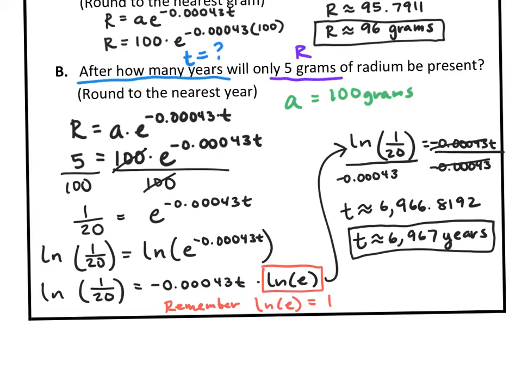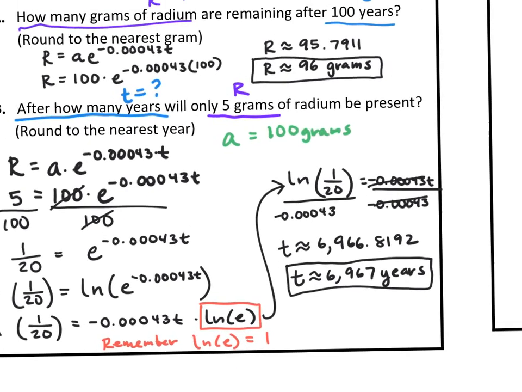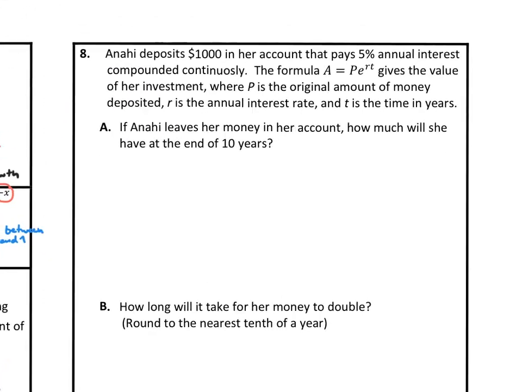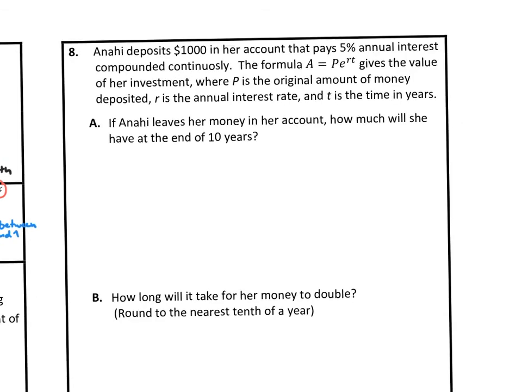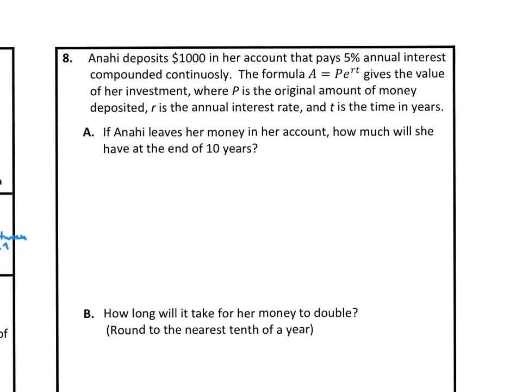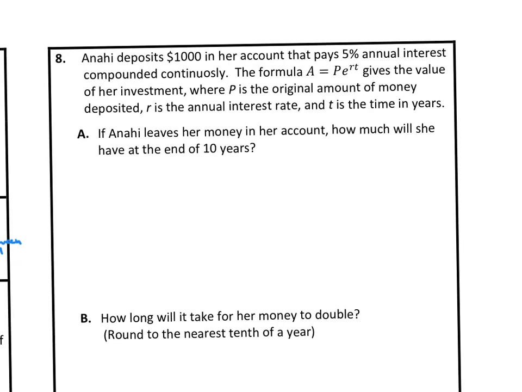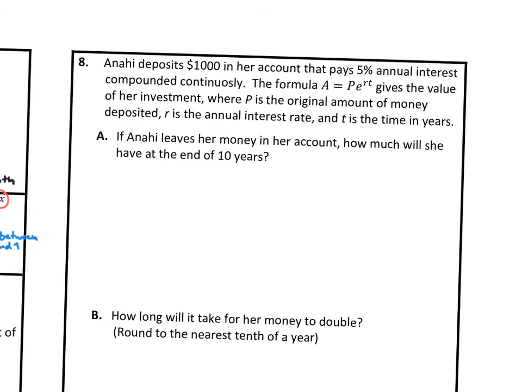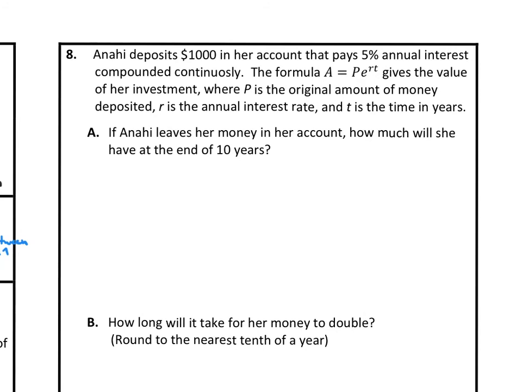All right. Let's do one more example. One more word problem. So you go and shift the page over here. Okay, so now we're dealing with money. It says, Anaí deposits $1,000 into her account that pays 5% annual interest, compounded continuously.